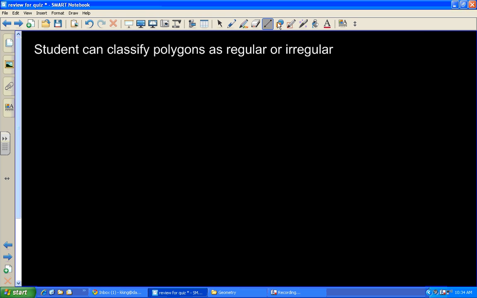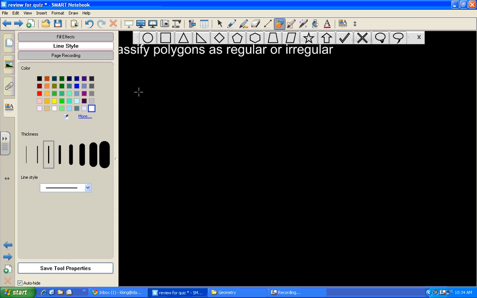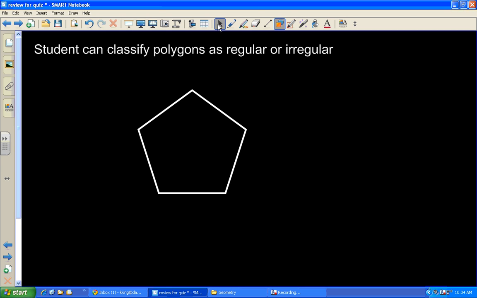Classifying as regular or irregular. Again, nice and easy. Here's the hard part to it. My question to you is, is this a regular pentagon? And you can't just say, yes, it is. It looks regular.